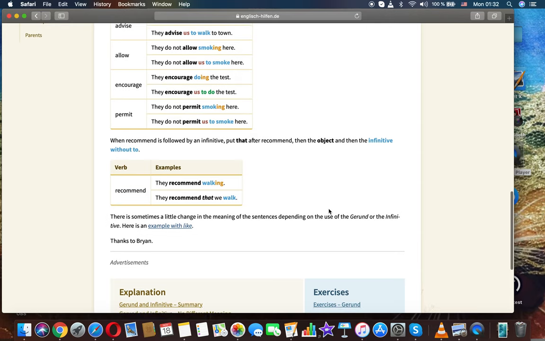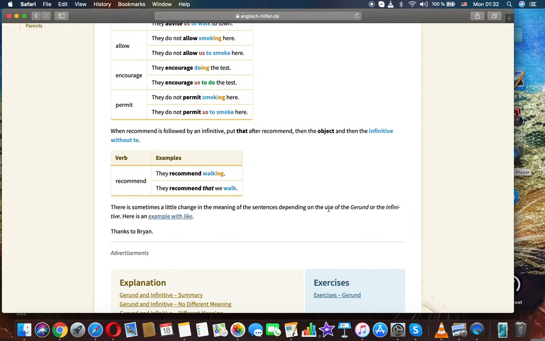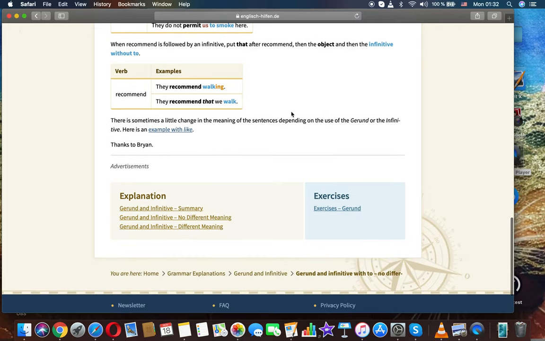Allow. They do not allow smoking here. They do not allow us to smoke here. Encourage. They encourage doing the test. They encourage us to do the test. Permit. They do not permit smoking here. They do not permit us to smoke here.